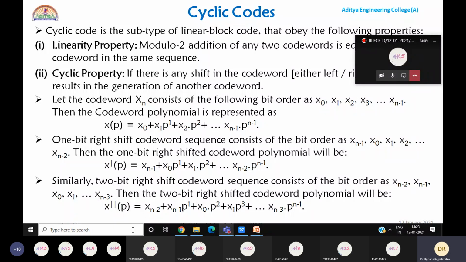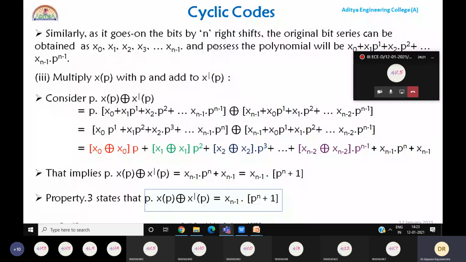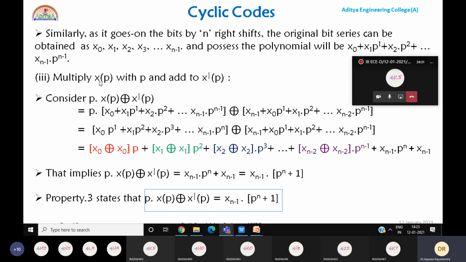Now, if you right shift the code word sequence by n number of bits, and continue this process, then you will get the original bit series. What is the original bit series? x0, x1 up to xn minus 1, and it possesses the same polynomial as the original order.